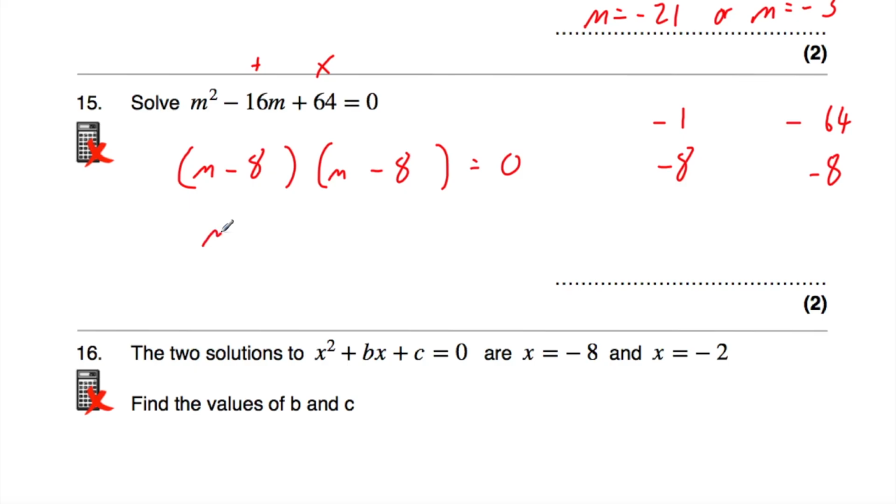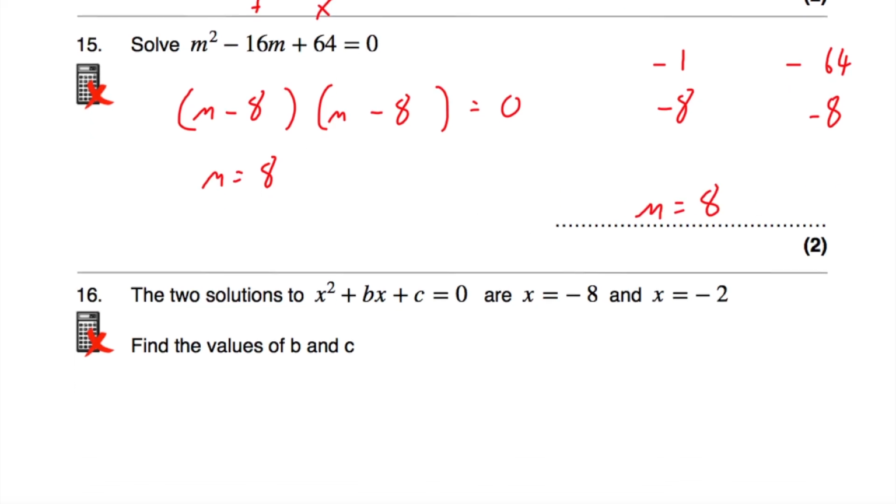So that means that here m would equal 8, so it'd be what we call a repeated root. So the answer would be m equals 8, and that's our answer. Okay, let's go to the next question, question number 16.